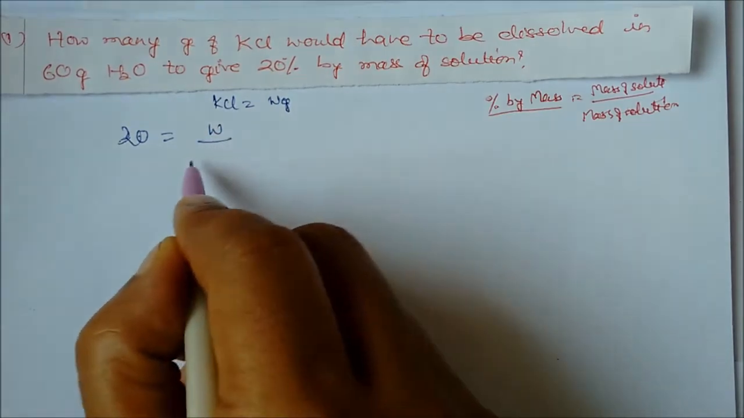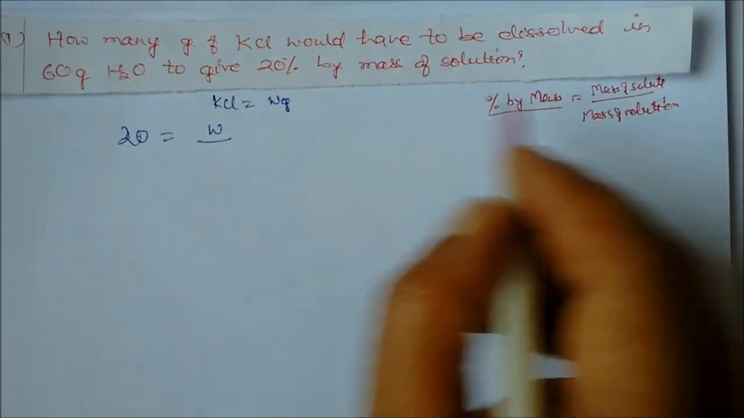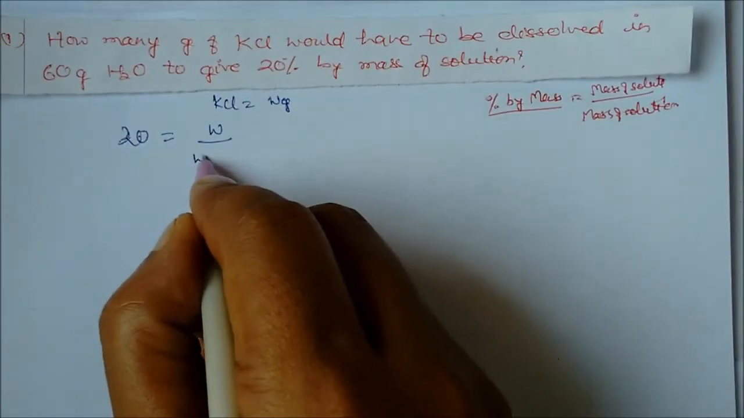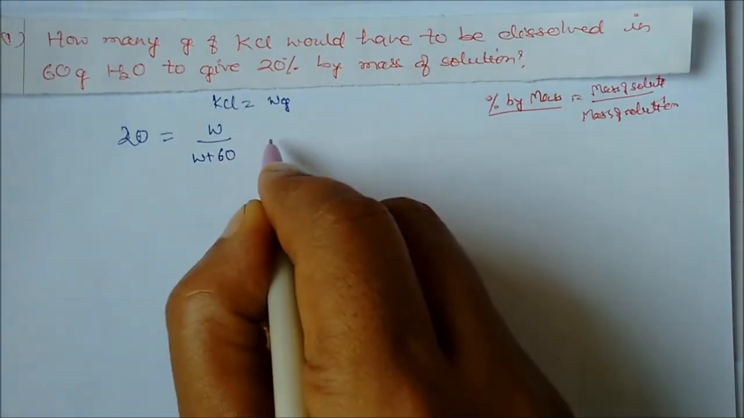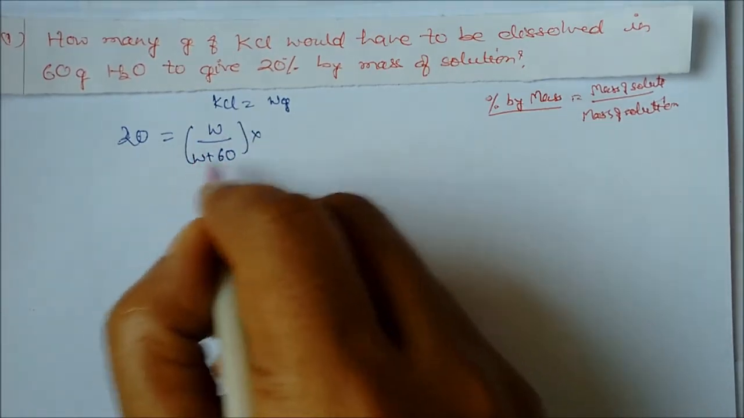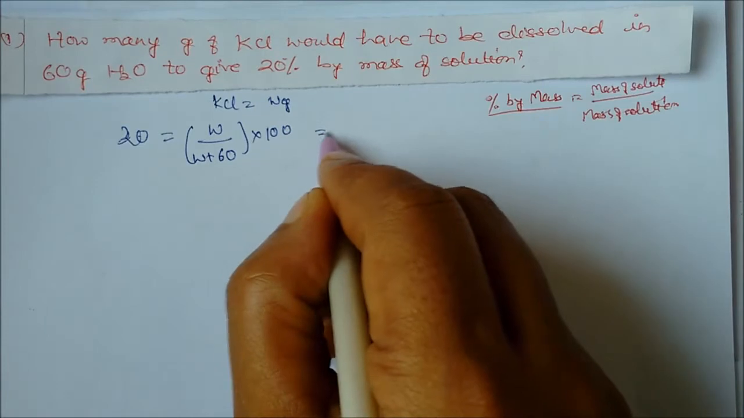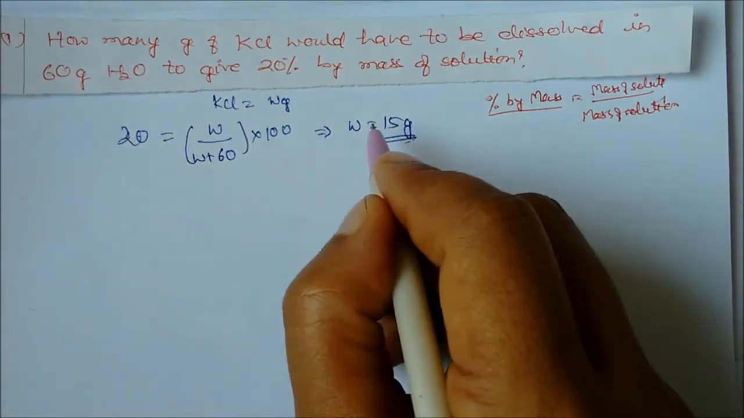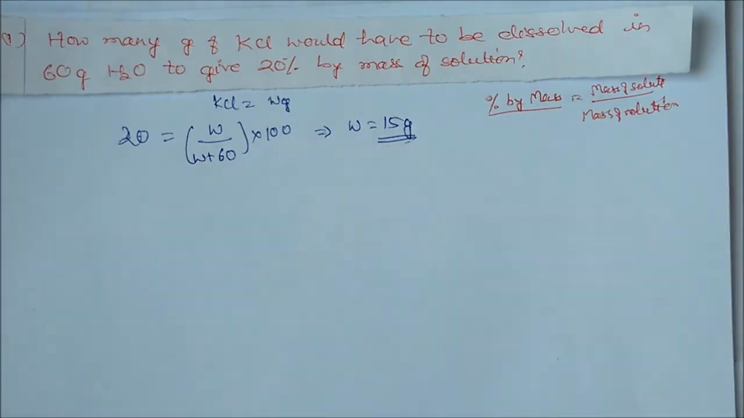So W divided by the mass of the solution. The mass of solution consists of KCl plus water. KCl is W and water they have given as 60 grams. So this will be the answer in percentage, so W by the mass of solution, into 100. After solving we will get W equal to 15 grams. So this is the weight of the KCl. Now we'll see the next question.